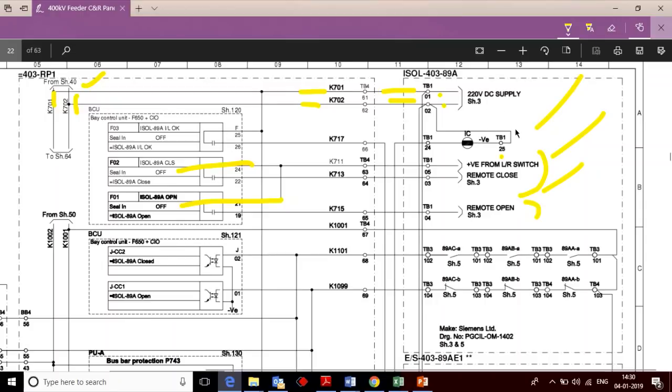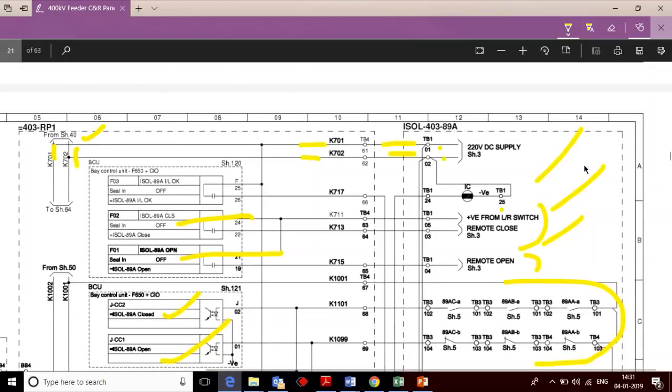For interlocking purposes, the isolator takes the status of the earth switch also, okay. So there also the fault might be, okay. Here is a very separate circuit, that is the indication circuit. This is the NO contact of the isolator, this is the NC contact of the isolator, and these contacts are used for close indication in the BCU, and these contacts are used for open indication in the BCU, okay. I just explained that the fault might be in the auxiliary switch also, so you have to check this circuit also, okay.